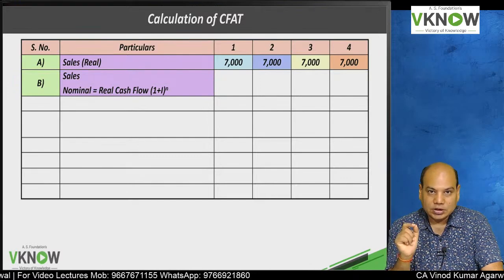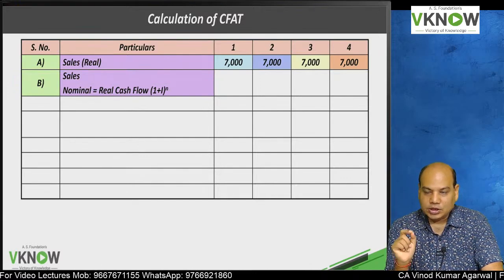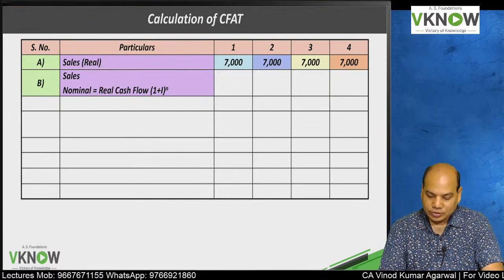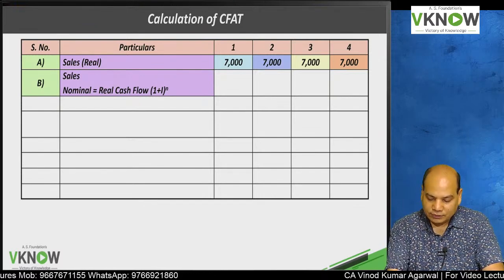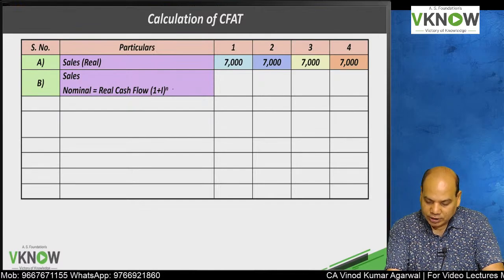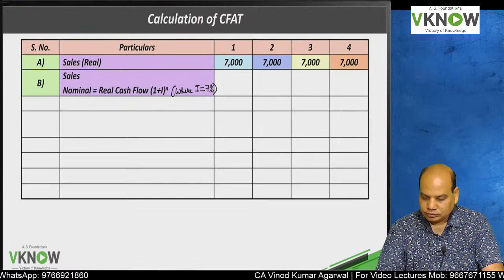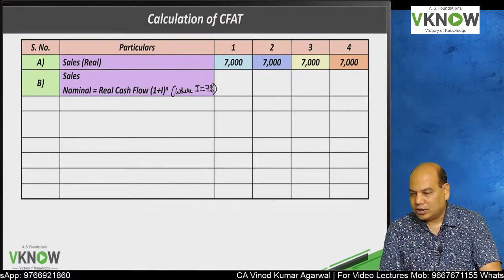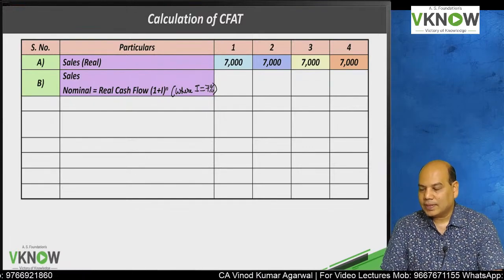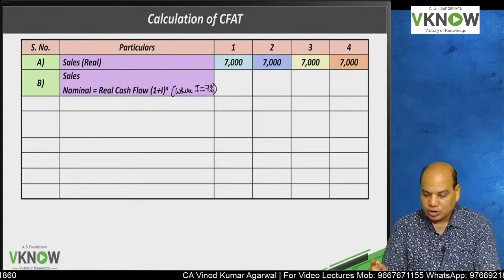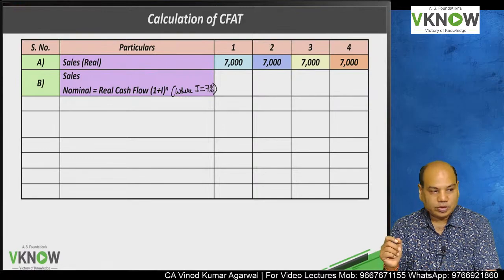Sales nominal. Nominal is equal to real cash flow into 1 plus I to the power n. And what is I here? Inflation. You can write in bracket where I is equal to 7%. Now see how to get the answer.